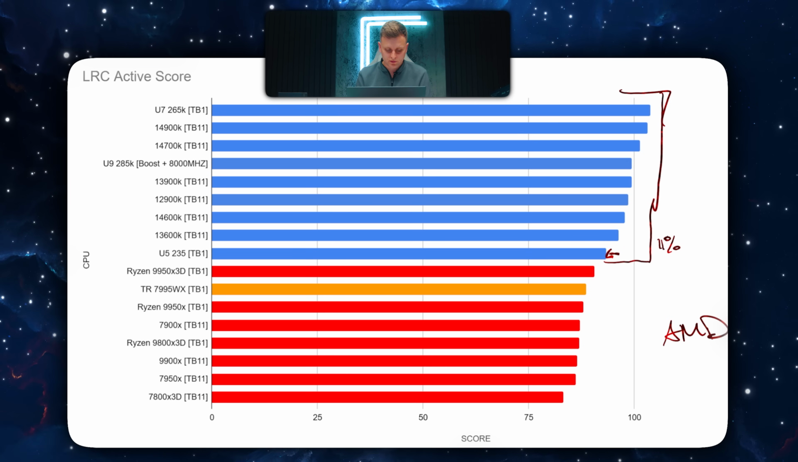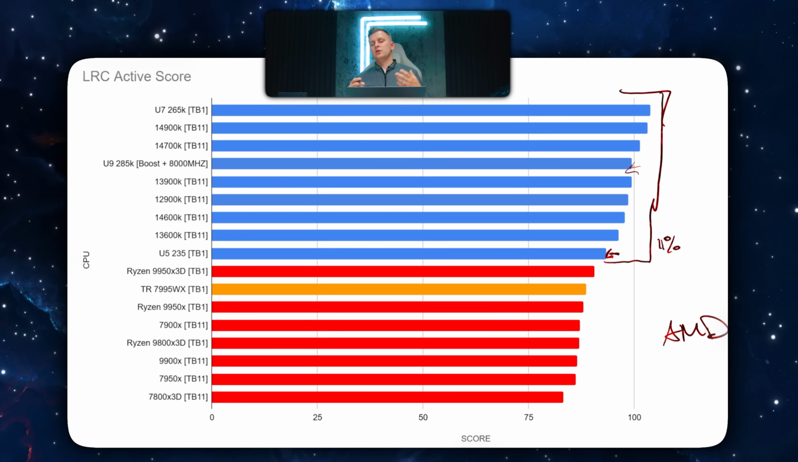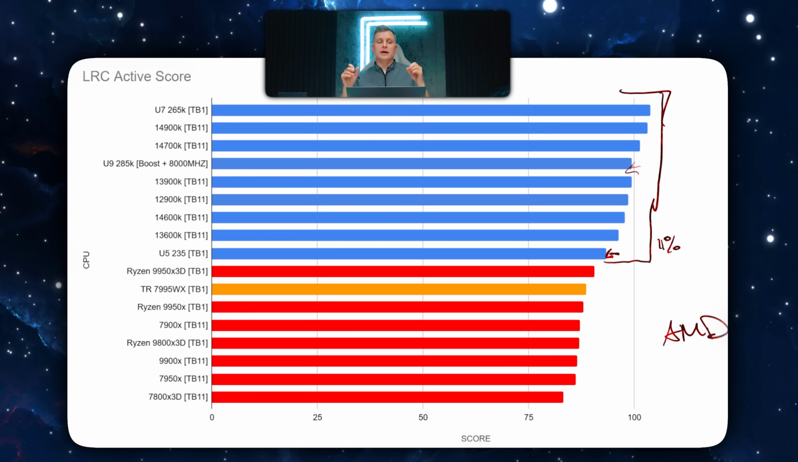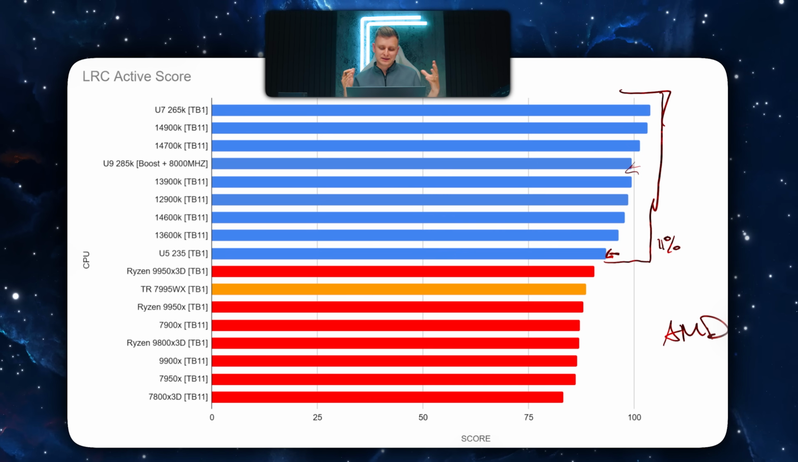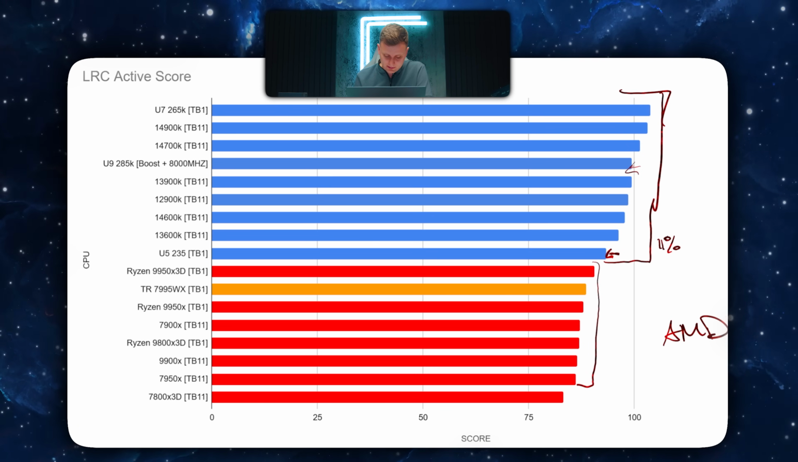So whether you go with the 235 or the Core Ultra 285K, you're not going to see that much difference when actually working with photos and moving faders and things like that. That's amazing. And even when going with AMD, it's not that much smaller.